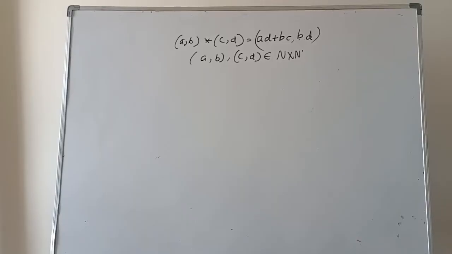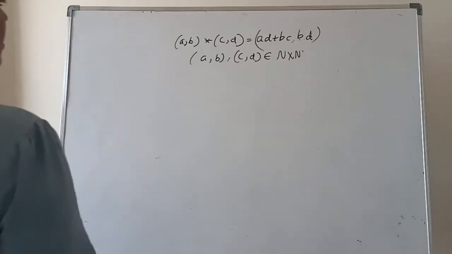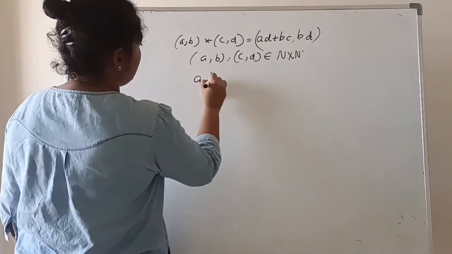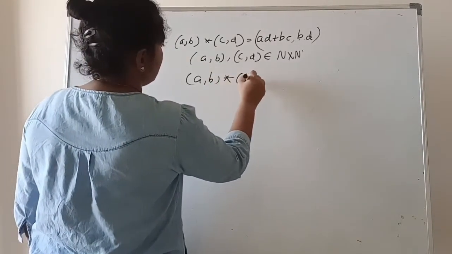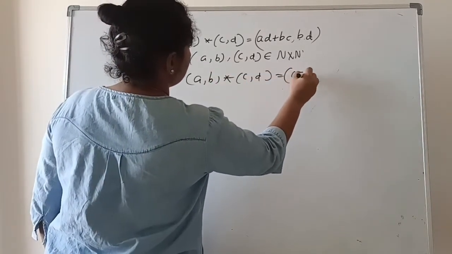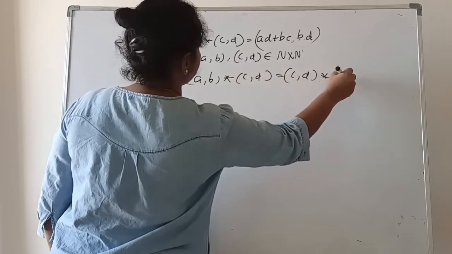Let us do this. (A, B) binary (C, D) gives (AD plus BC, BD). Now, all the elements belong to the set of natural numbers. We will check for the commutativity, associativity, identity element and the inverse element. Okay. Let us start with the commutativity. So, commutativity says that (A, B) binary (C, D) should be equal to (C, D) binary (A, B), correct?